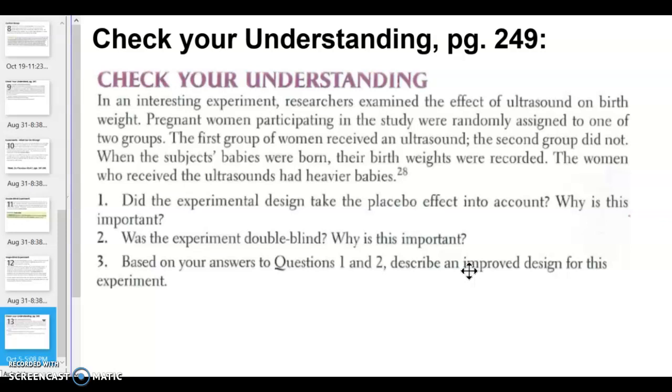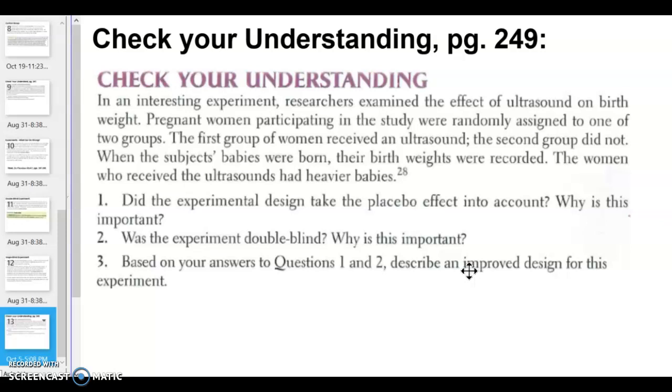Was the experiment double-blind? No. While people weighing the babies at birth may not have known whether that particular mother underwent an ultrasound or not, the mothers knew. So it's not a double-blind. So here's an example where the person doing the experiment didn't know. So it's not a double-blind.